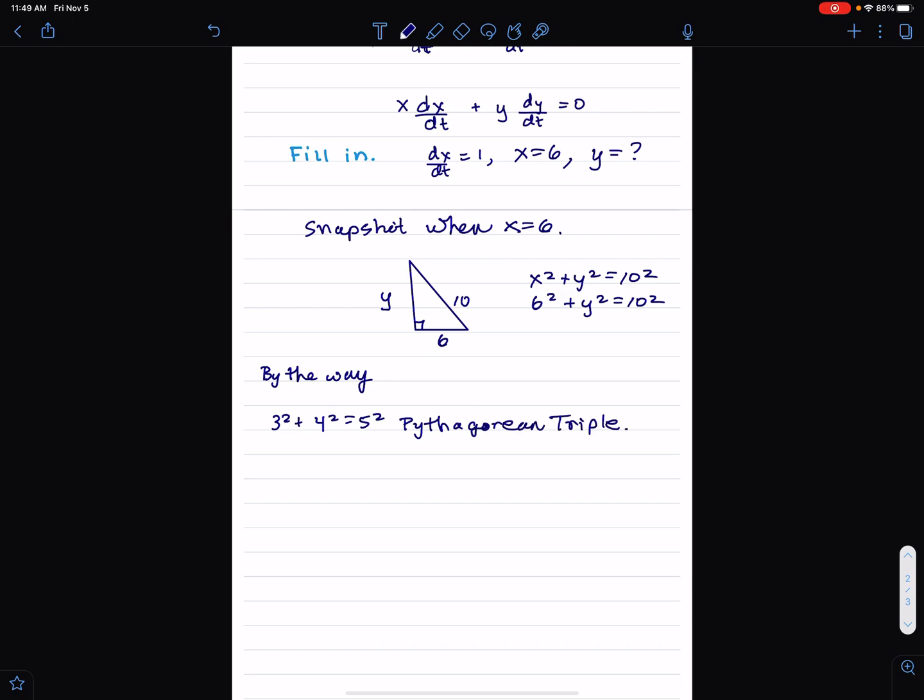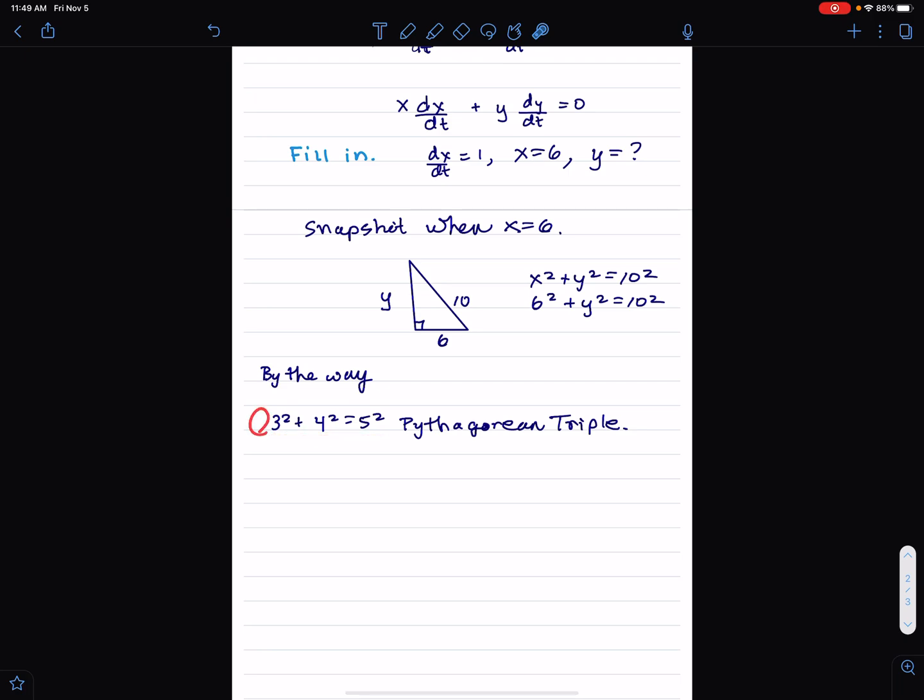If I multiply everything by 2 squared, first of all, let's go through this. 3 squared is 9, 4 squared is 16. 9 plus 16 makes 25, and that's 5 squared. So this is used so much in word problems, over and over.